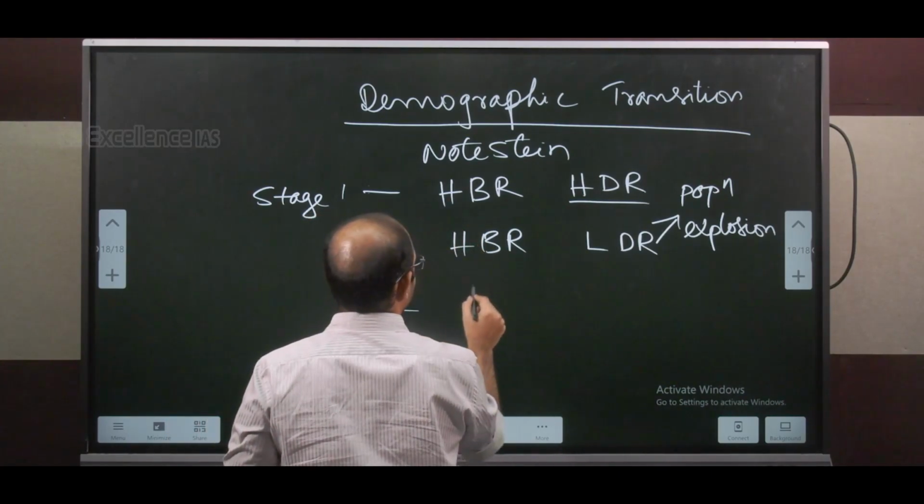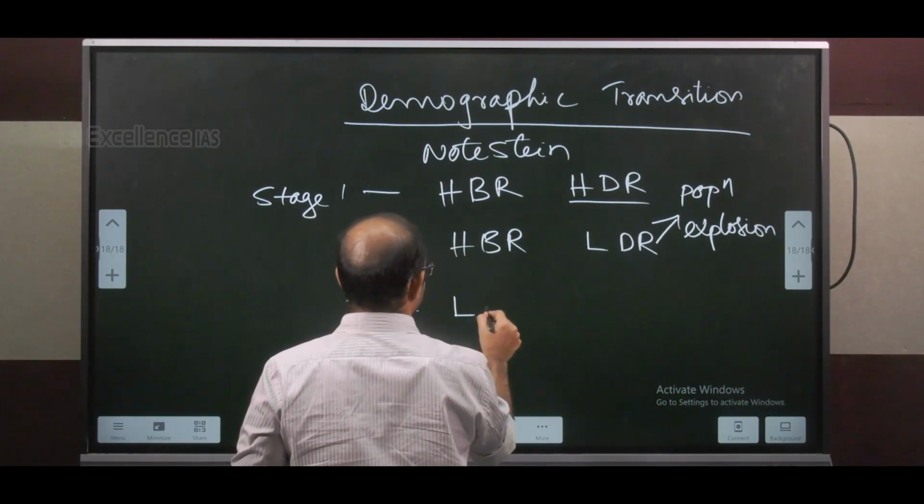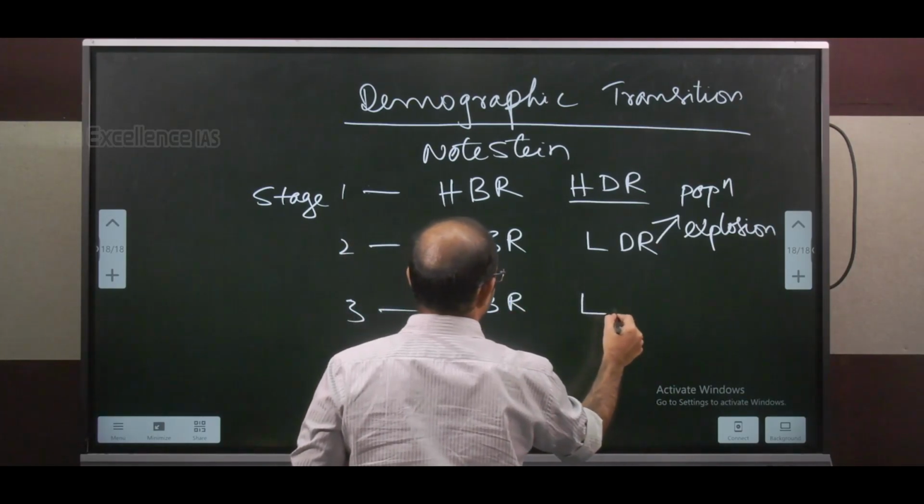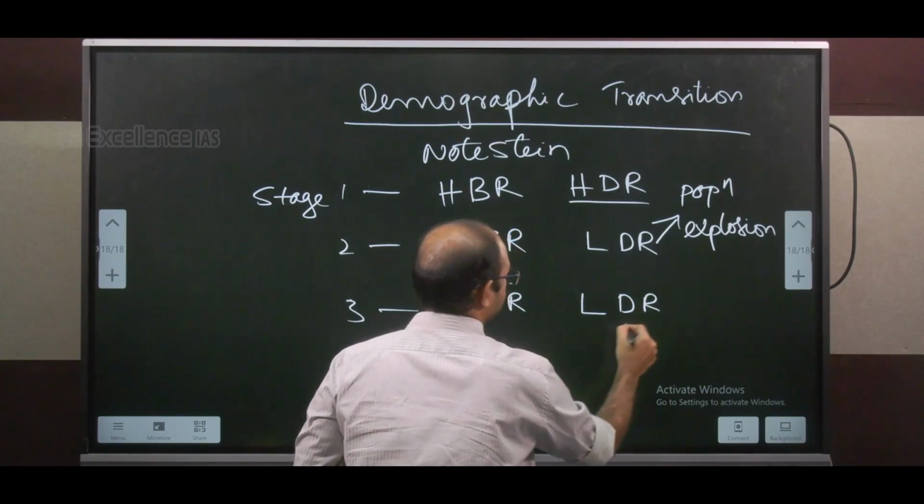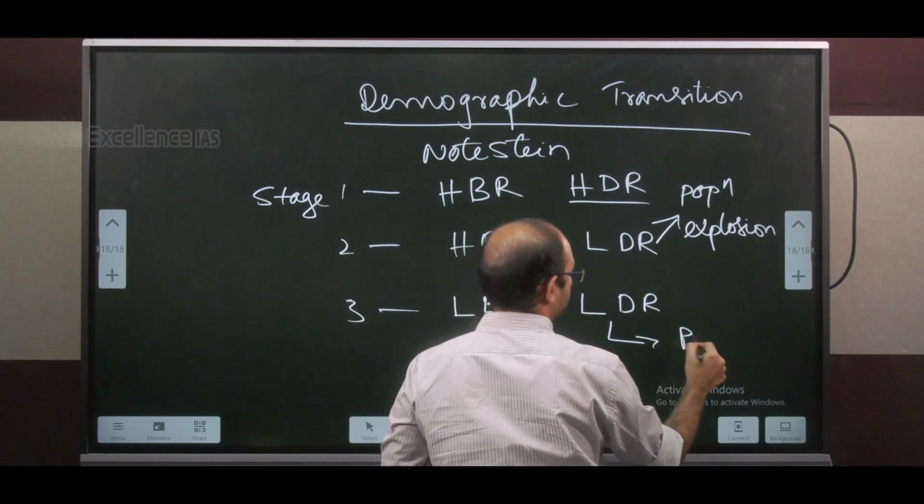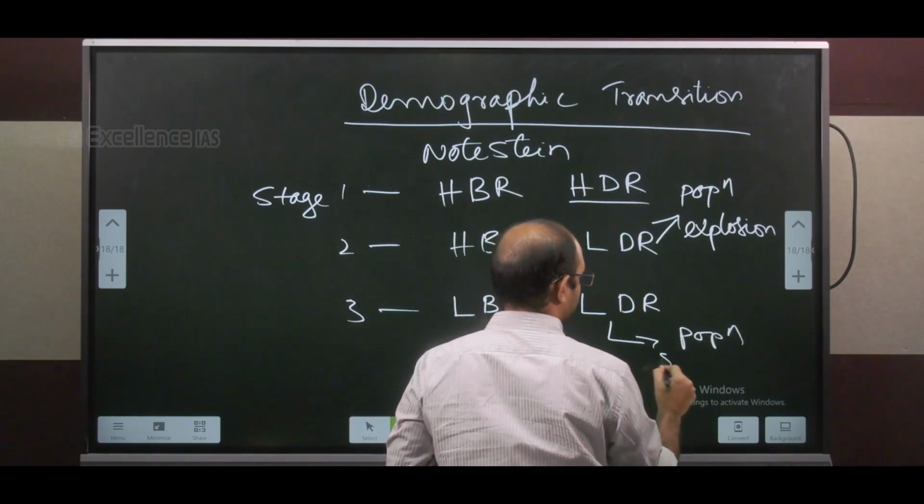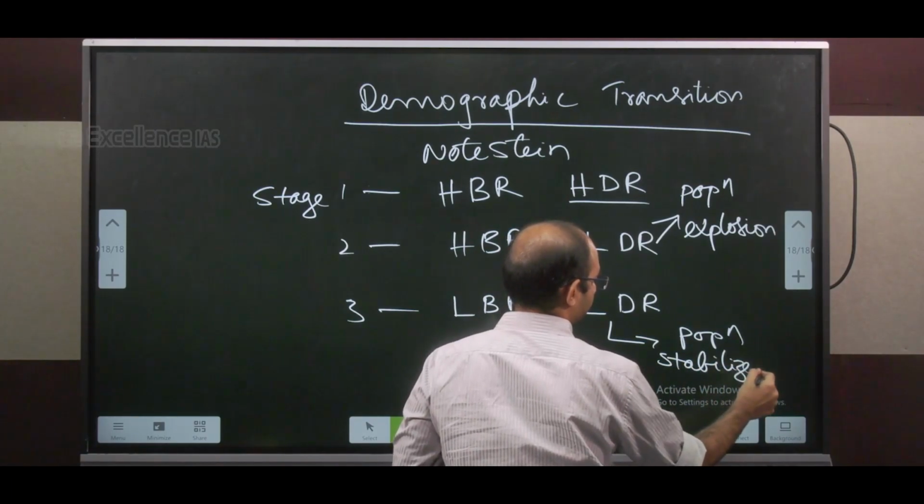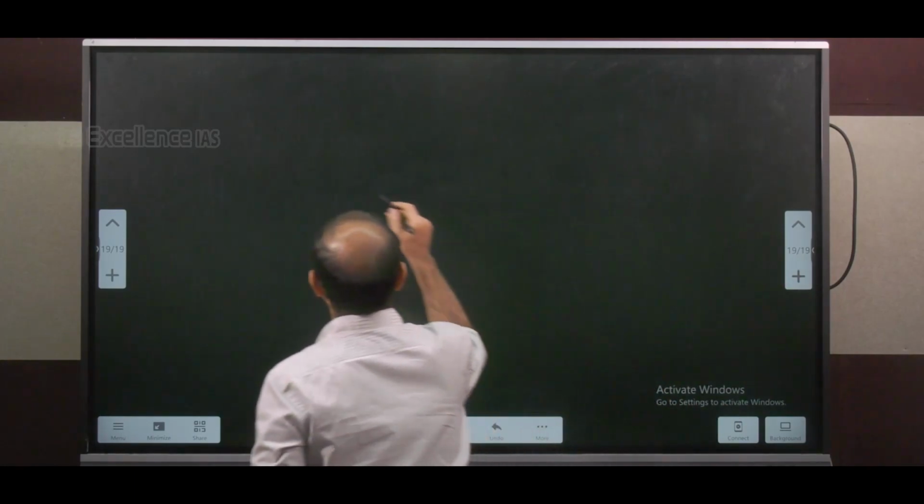Then in stage 3, people also control their birth rate. They reduce the birth rate through contraceptives and other practices. So you have low birth rate and low death rate. By this time, population begins to stabilize. And you can show this in a diagram.